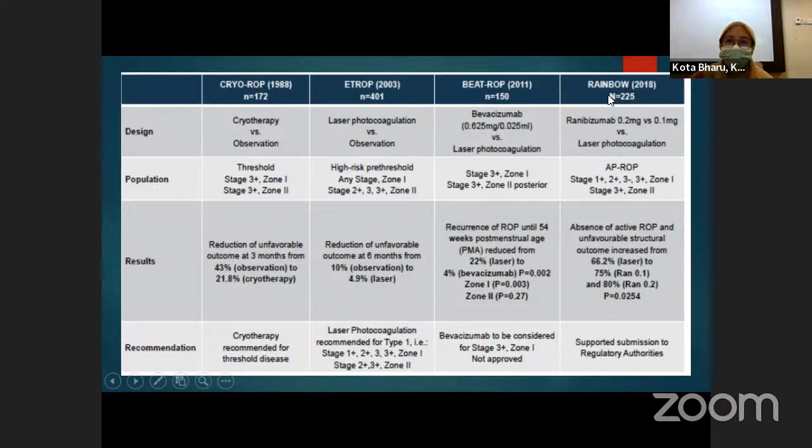And for BEAT-ROP and also RAINBOW, these are for anti-VEGF, vascular endothelial growth factor. BEAT-ROP is a study on bevacizumab. However, it is off-label, not used. And the RAINBOW is on ranibizumab, a study of 0.2 milligram versus 0.1 versus laser photocoagulation. The results showed absence of active ROP and unfavorable structural outcome that increased from 62% in the laser group to 75% in ranibizumab 0.1 and 80% in ranibizumab 0.2.